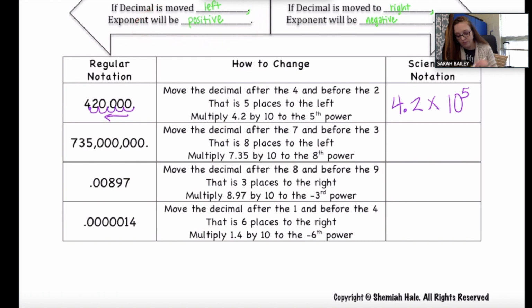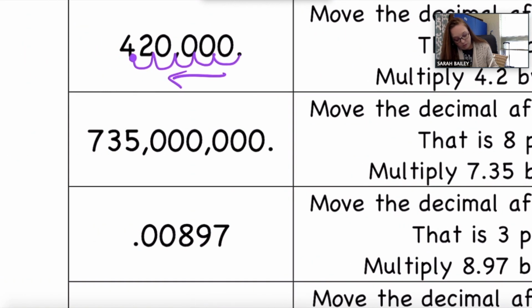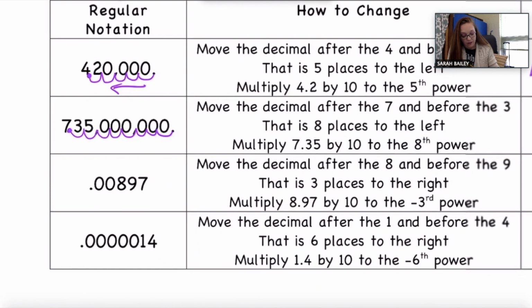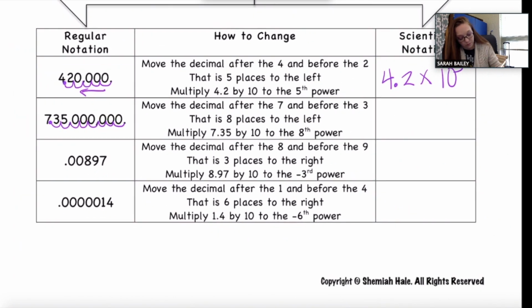Let's try another one. So this next number is 735 million. So I'm going to take my decimal point and move it until it goes between the 7 and the 3. So there it is. So that's going to be 7.35, as always, times 10 to some power.